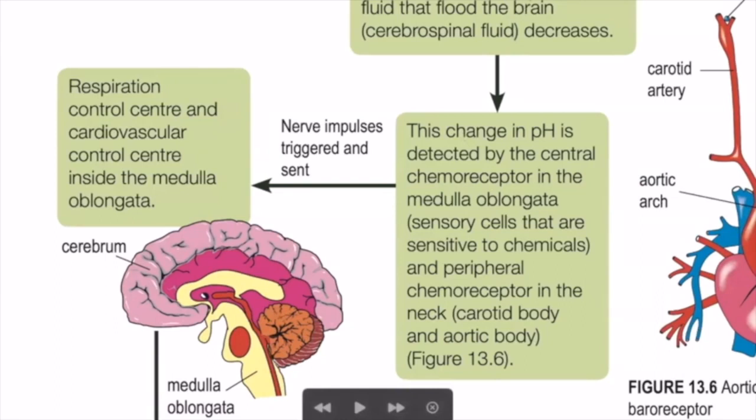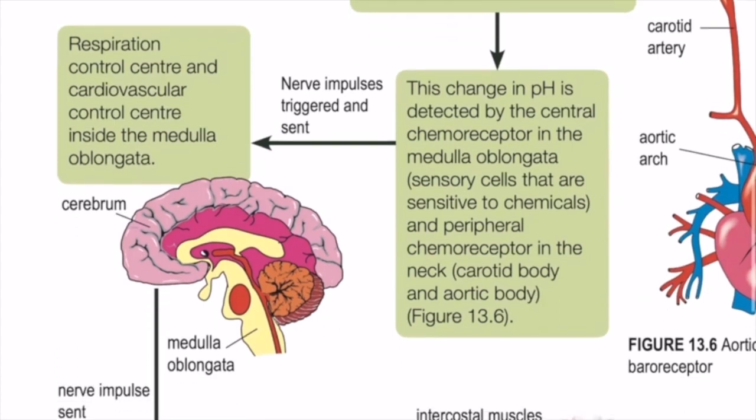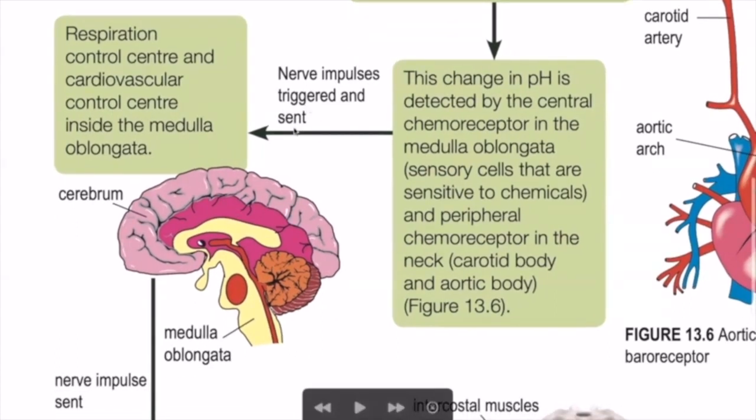Okay guys, so cikgu ulang balik. So bila chemoreceptor tu, okay, chemoreceptor, kita ambil satu contoh lah. Kita ambil contoh brain je lah dekat medulla oblongata ni. So when the chemoreceptor in the medulla oblongata detect the change, this chemoreceptor will trigger nerve impulse. Okay, and then this nerve impulse will be sent, okay, awak tengok, nerve impulse trigger and send. Hantar kat mana? Hantar ke respiration control center and cardiovascular control center inside medulla oblongata.